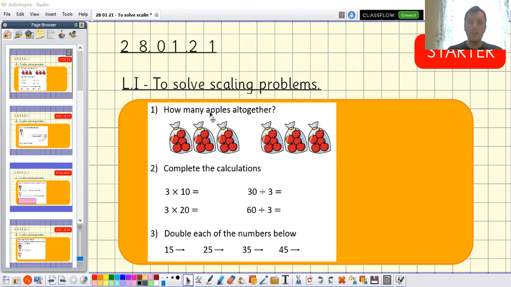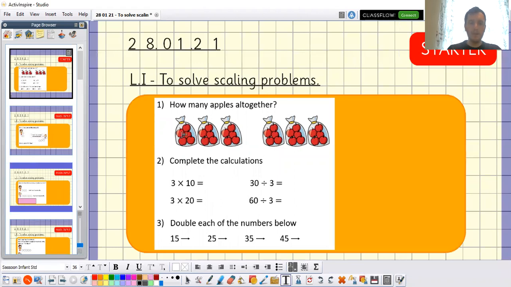I want you to think about these starter questions. The first one says, how many apples altogether? So there's certain bags of apples. See how many you can count altogether. How many groups are there? Complete these calculations. 3 times 10, 3 times 20, 30 divided by 3, 60 divided by 3. The multiplication one should help you with that division one. And double each of those numbers. As always, pause the video there, have a go at solving those questions, and we'll come back and work through them in just a moment.